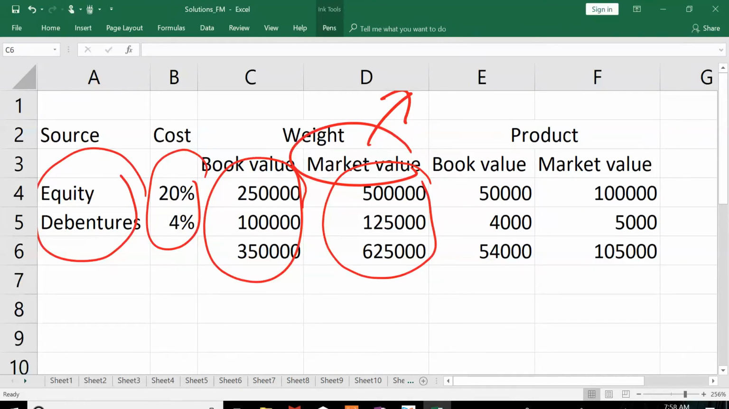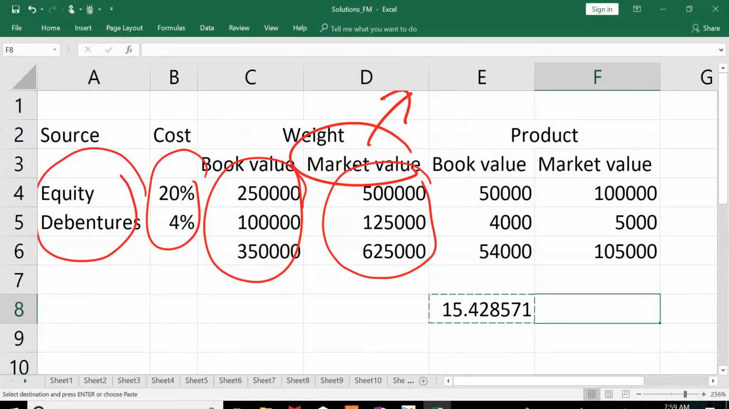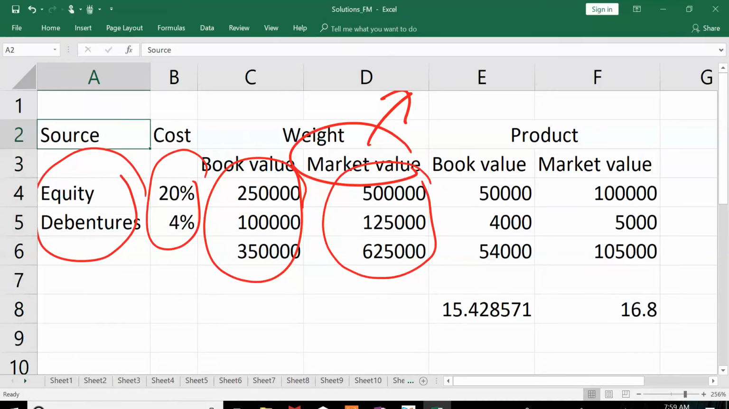What was the WACC? For book value it was 15.43 and 16.8%. You're done with firm C? You've started with firm C? Okay, so I'll just show you the answer for firm C.